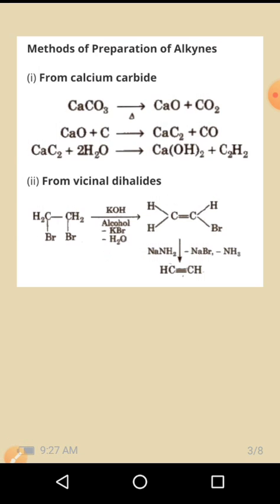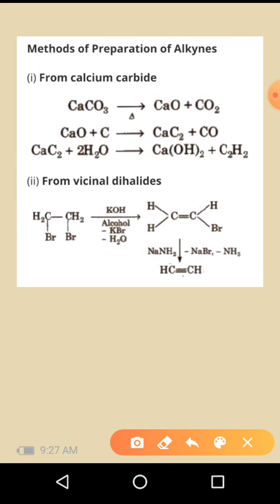Next one is methods for the preparation of alkynes. First one is the method from calcium carbide. On industrial scale, ethyne is prepared by treating calcium carbide with water. Calcium carbide is prepared by heating quicklime with coke. Quicklime can be obtained by heating limestone.